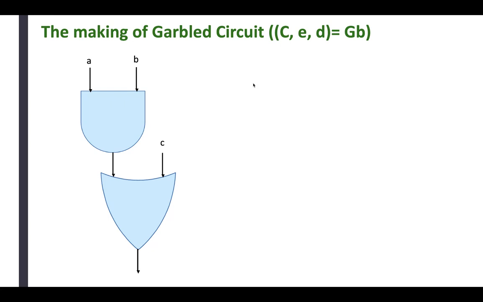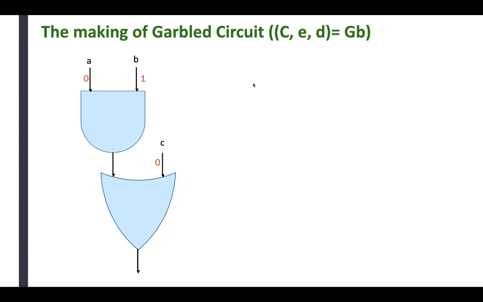The simple circuit consists of two gates. The first one is an AND gate, and the second one is an OR gate. It takes the three inputs, A, B, and C. All are bits. This is a binary or Boolean circuit. And after evaluating this circuit, we're going to simply get one bit as output. So just to take an example, let's say we assign a value 0 to the first wire, A, 1 to the second wire, and 0 again to the third wire.